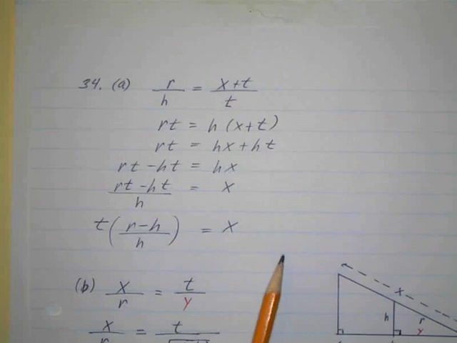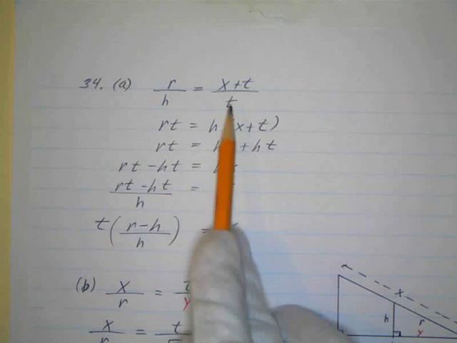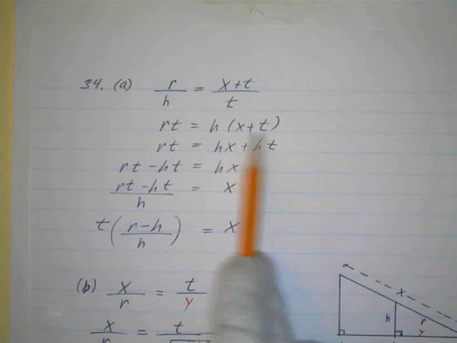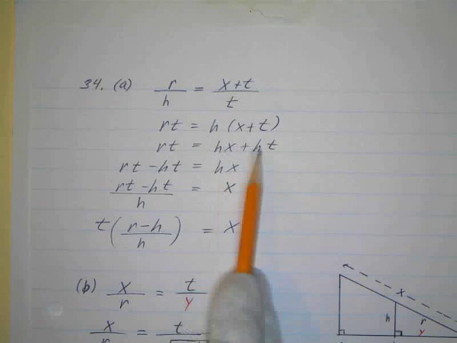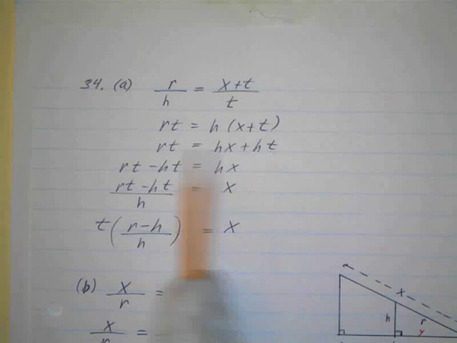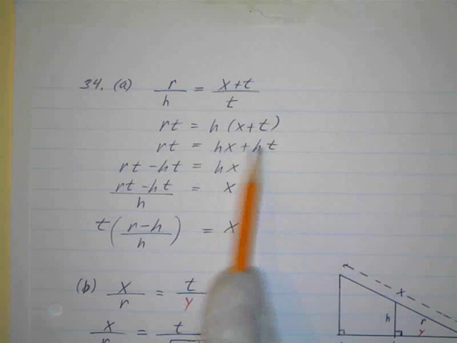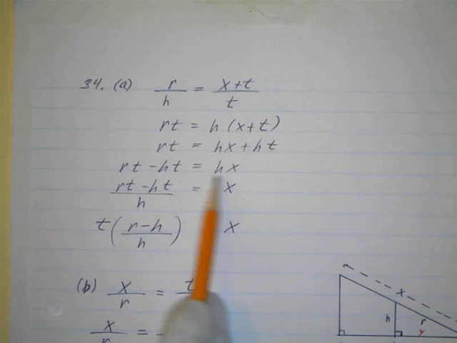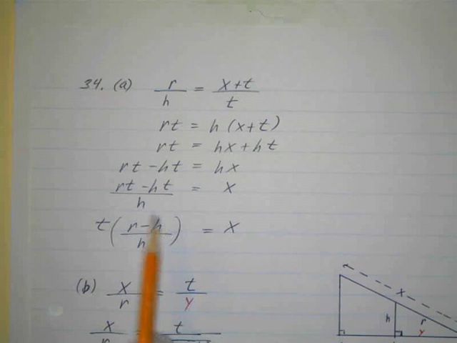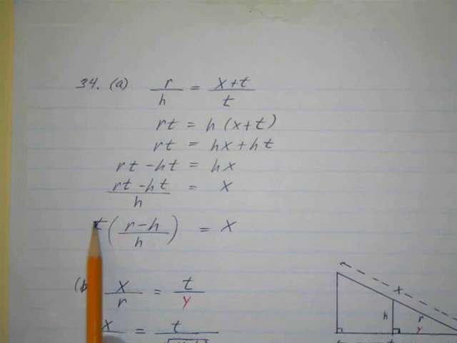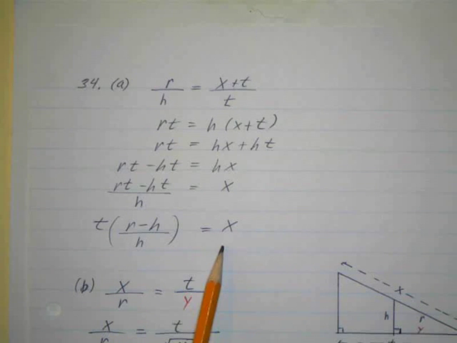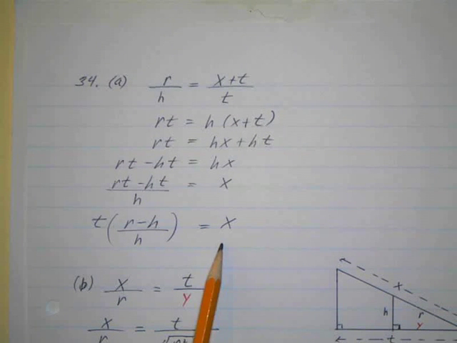Then I just solve for x. So I cross multiply. So RT equals H times x plus t. Then I can multiply out, distribute: hx plus ht equals RT. Then I can subtract ht from both sides. And then I can divide both sides by h. And then I could factor out the t. And this is what you have. So that's all you basically had to do for 34A.